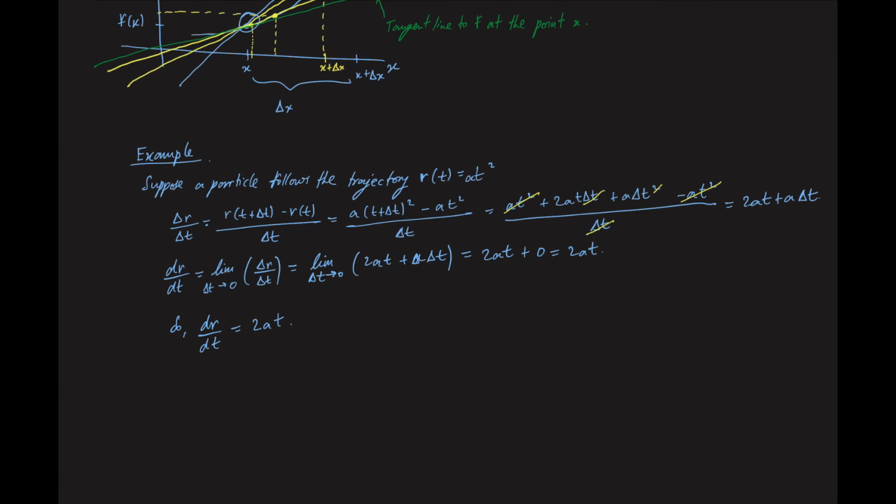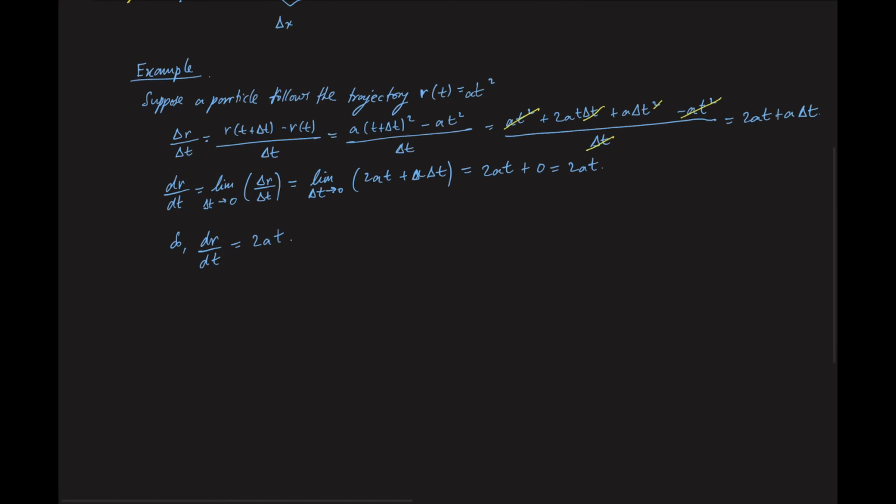But there's something more important to consider here. And that's the fact that what we've just found is the speed or the velocity of this particle, dr by dt. So the speed of this particle, v, is defined to be the derivative of r with respect to time. The speed here is the magnitude of the velocity. So v equals dr by dt, and that's 2at.